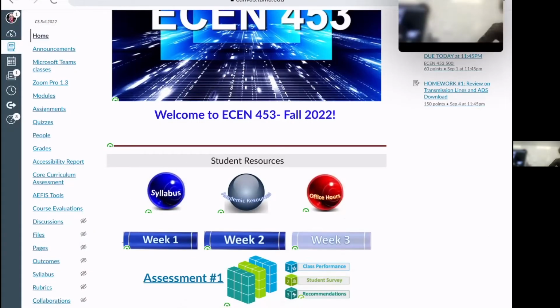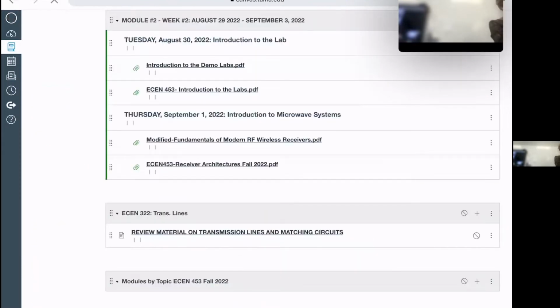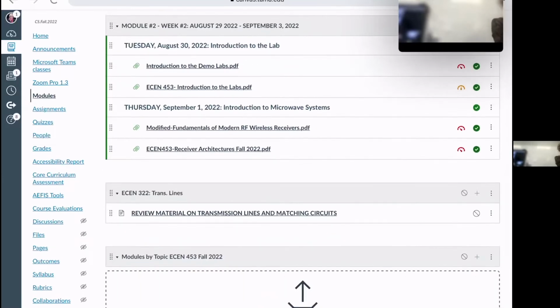So today I just want to also remind you on how you can access things. So we go to week 2, and that is going to take you to Thursday. So today we are going to talk about the fundamentals of wireless receivers. So we'll introduce the concept. And also what we are going to try to do is to set the rest of the material we need to cover for this class.